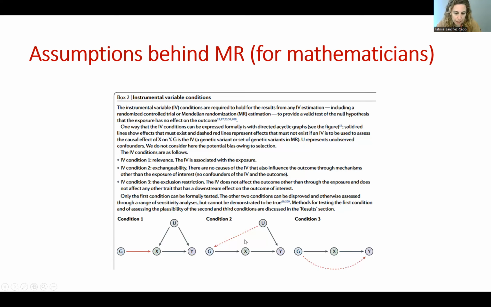Dashed red lines are the things that cannot happen. So we cannot have confounders that are affecting in any way the gene and the outcome. And the third assumption is, as we said before, the gene cannot have a direct impact on the outcome; it can only do it through the variable that we are trying to test. So this was in mathematical terms: relevance, exchangeability, exclusion restriction.